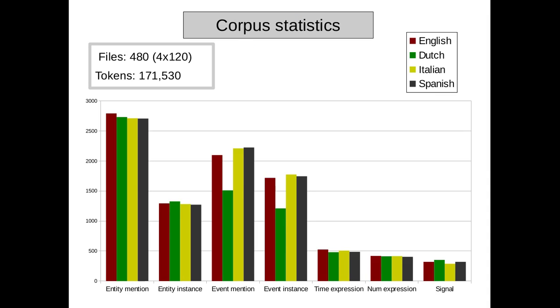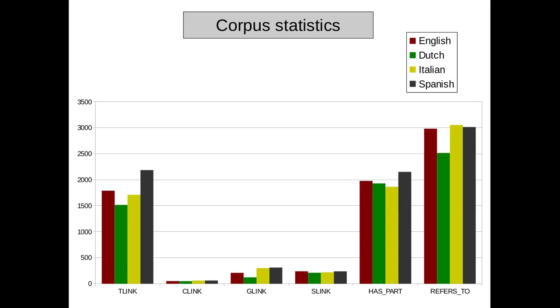As said before, the MEANTIME corpus is composed of 480 files in 4 languages. This amounts to around 170,000 tokens. For each language section, there are around 2,700 annotated entity mentions, 2,000 event mentions, with the exception of the Dutch section with about 1,500, and 500 time expressions. As far as relations between markables are concerned, in each section of the corpus there are on average 1,800 temporal relations, 2,000 has participant relations, and 2,900 refers to relations, which we use to annotate coreference chains. The other types of relations, on the other hand, are less well represented.